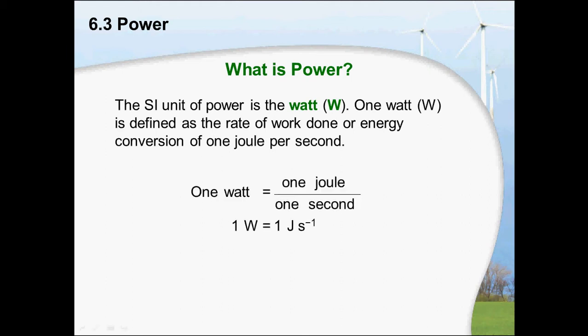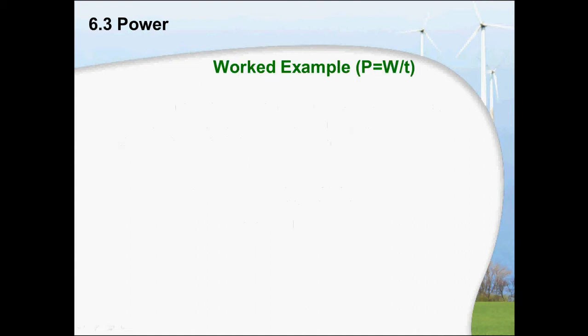All right. So that means that if you have 1 joule of energy and you convert it in 1 second, you produce 1 watt. So there is actually another unit for power, which is joules per second. So you can either write power as watts or joules per second. So now I'll go to work examples.